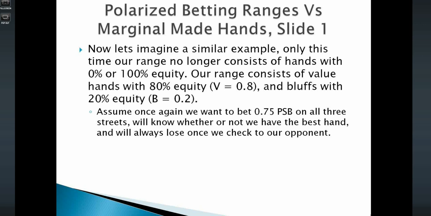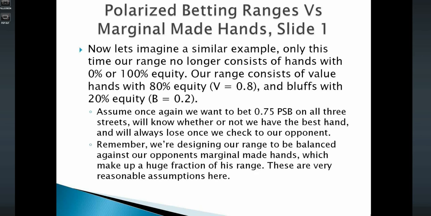We'll know whether or not we have the best hand, and we'll always lose once we check to our opponent. Remember, we're designing our range to be balanced against our opponent's marginal made hands, which make up a huge fraction of his range. These are very reasonable assumptions here. Now, I realize, of course, that this isn't exactly how it actually works when you're playing against your opponent. For example, sometimes you're going to check the turn with the intention of giving up, your opponent's going to check back, and then you're going to end up winning at showdown when you improve on the river.